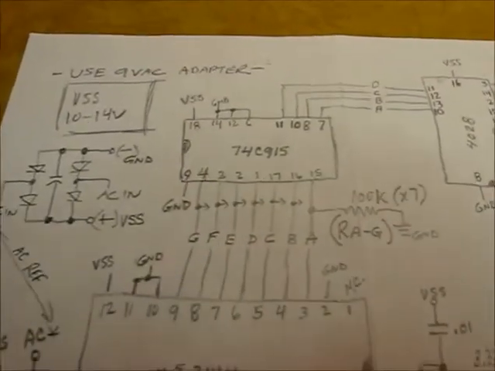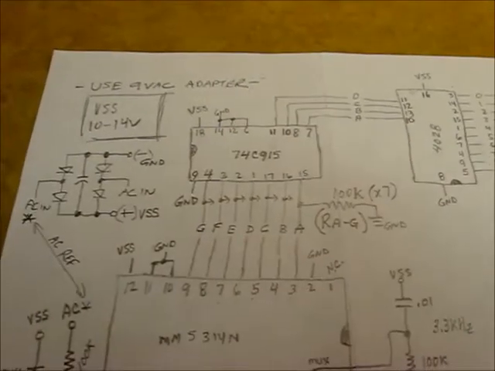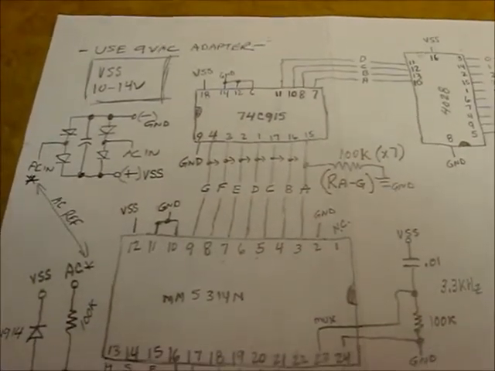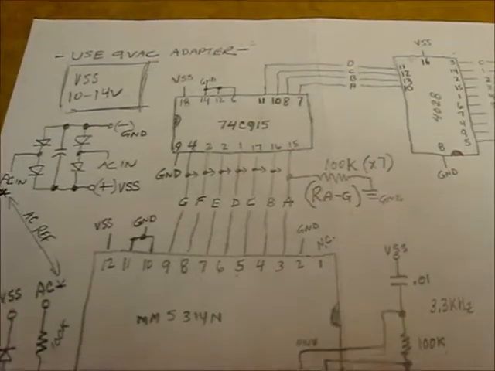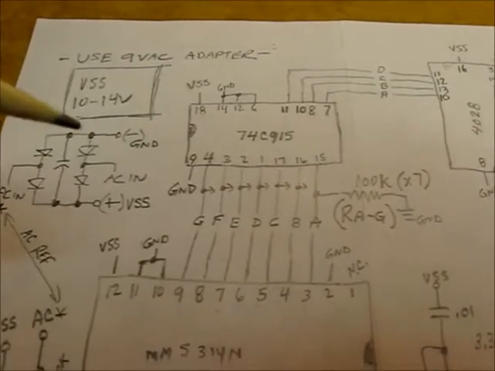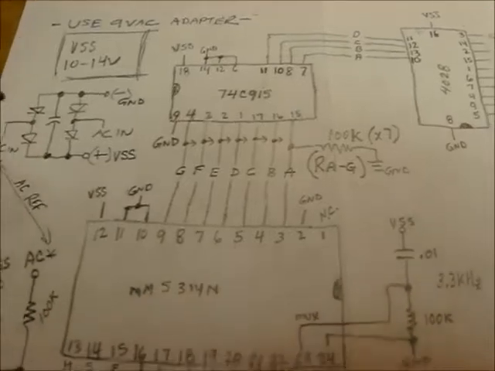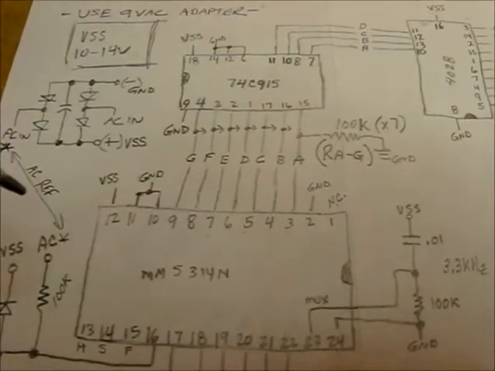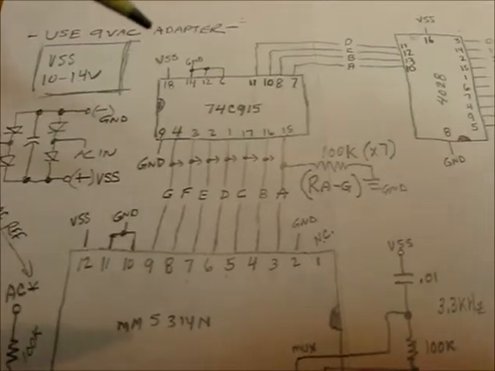coupled with a 74C915, and what that does is take 7 segment information and convert it to BCD. Okay, National Semiconductor's 53 series chips have a couple that do BCD, but I'm going to stick with the 5314, because it's going to be the same amount of packages to do what I need to do.